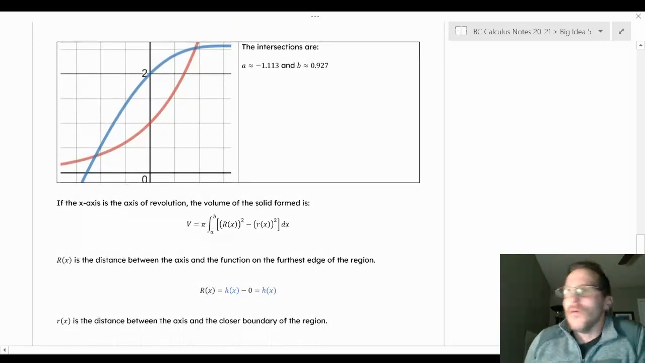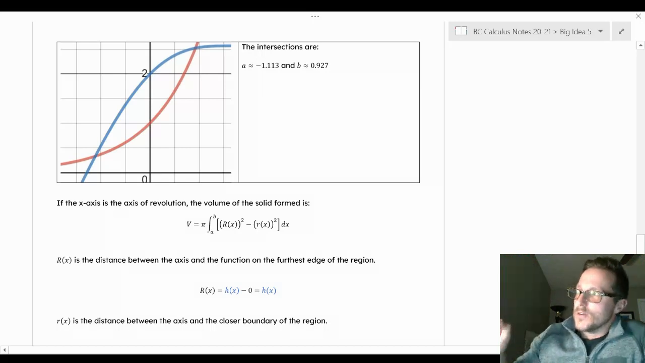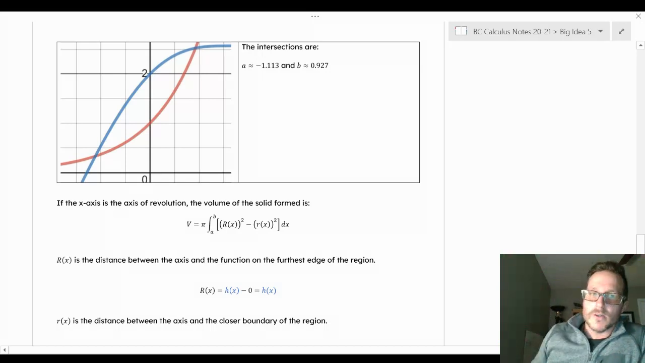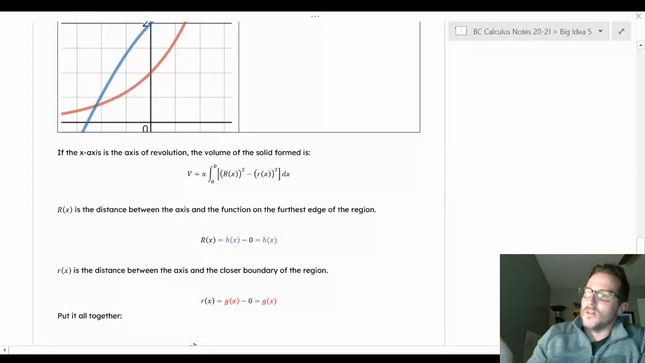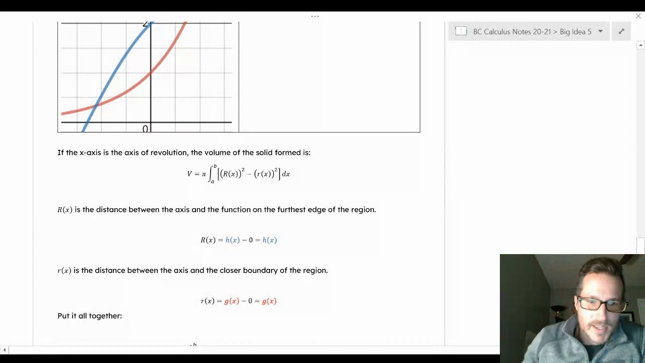Well, what about the little radius? What about the little guy? Well, the little radius, that's the distance from the center of rotation, always the center of rotation, to the boundary that's closer, which is the red function. So the little radius in terms of x is g of x minus 0, which is just g of x.